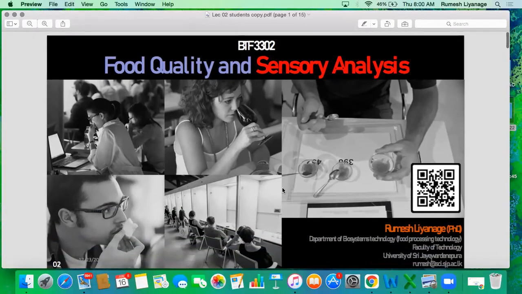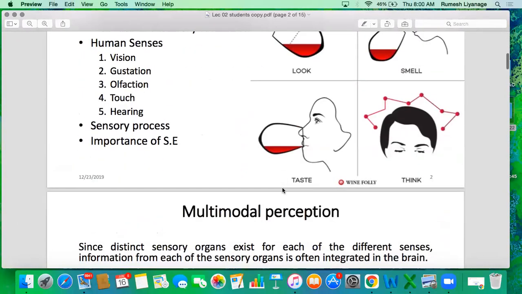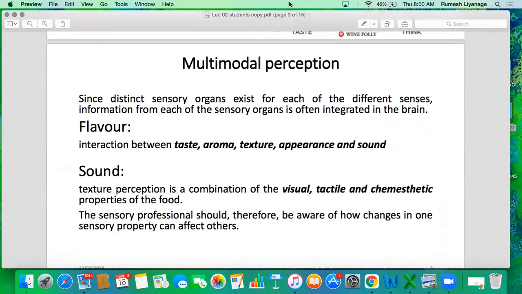Right, then let's start the second one. We have discussed these things, and then multimodal perception, right? Sorry, multimodal perception means we have discussed the perception levels by 5 senses, but multimodal means interactions between 2 or more particular senses. Flavor, we have discussed, it is actually a combination of taste plus aroma. And some texture also affects that flavor, we have discussed with the cream cracker example.